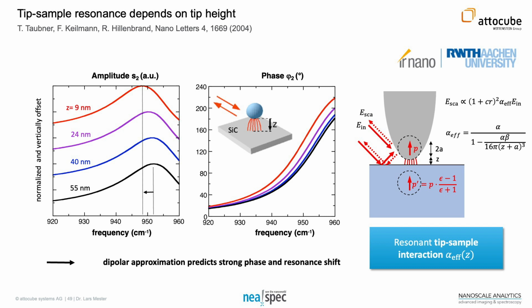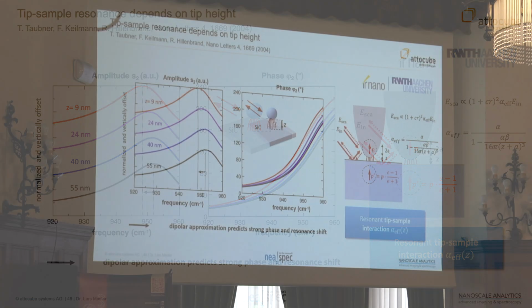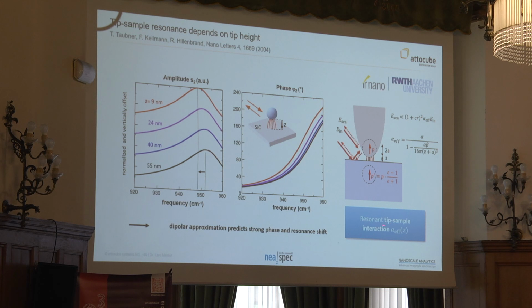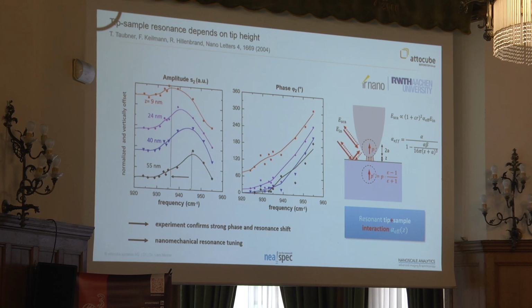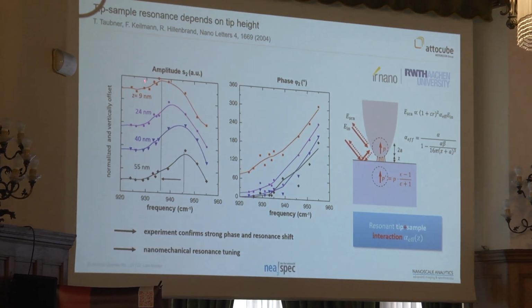So this resonance can be shifted, and this is shown here in a calculation for different heights of the tip. This resonance is shifted, and this is because we say resonant tip-sample interaction, but really what we should say is tip plus sample interaction, and then it's this alpha effective that is what's resonant. This also works in the experiment, so we can see here that this resonance is shifted.